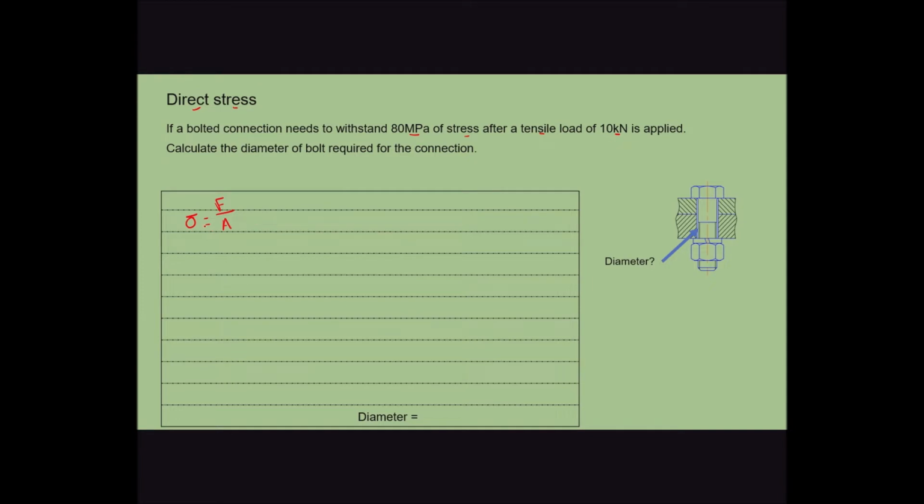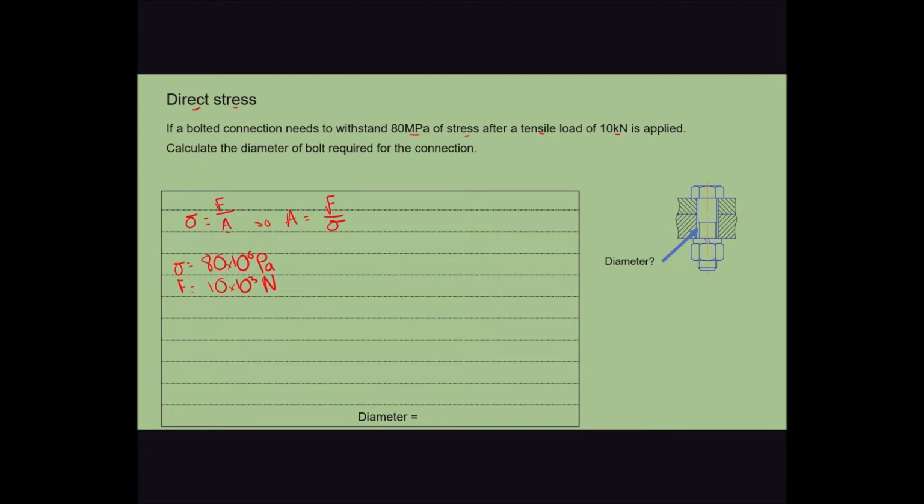So in this case, we're going to use this, however, we're going to rearrange this formula to work out what A is. And from there, we're going to allow ourselves to work out what the diameter is. Okay, so area is equal to force over stress. And I'm going to go up to my question itself, and I'm going to take information from that. So I've got stress, making a little list, 80 megapascals, 80 times 10 to the 6 pascals, and I've got force, 10 times 10 to the 3 newtons.